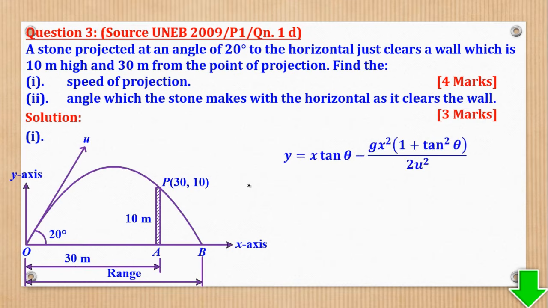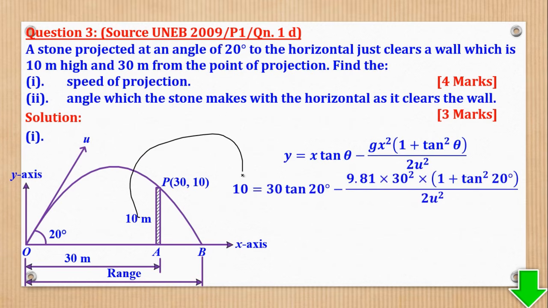Therefore, I can now use the equation of trajectory. Remember, the equation of trajectory eliminates the time. Since they didn't talk about time in any of the two Romans, you can use the equation of trajectory. So y is equal to x tan theta minus g x squared, in brackets 1 plus tan squared theta, over 2u squared. You need to remember this formula. After that, you can now substitute. Our y is this, our x is this.